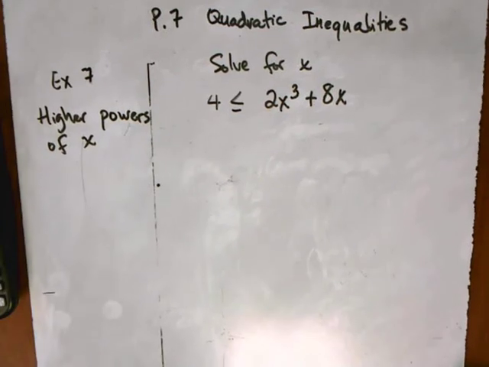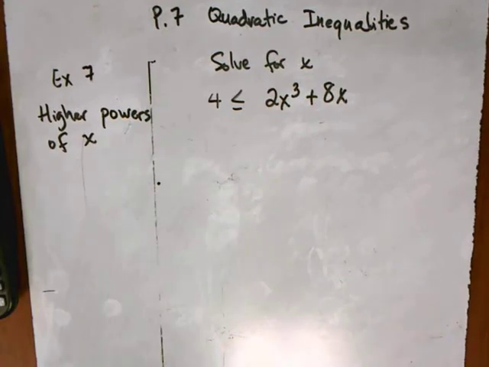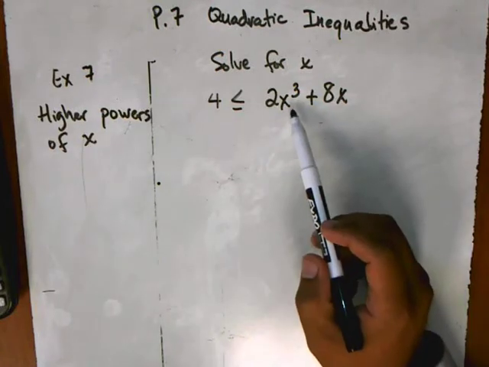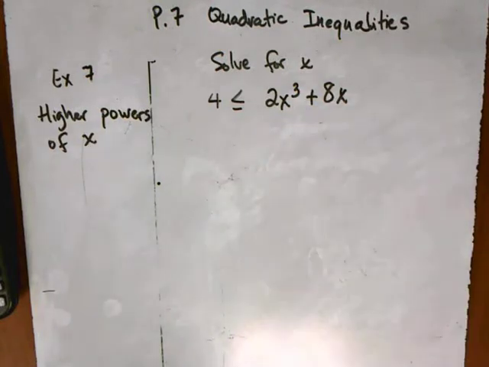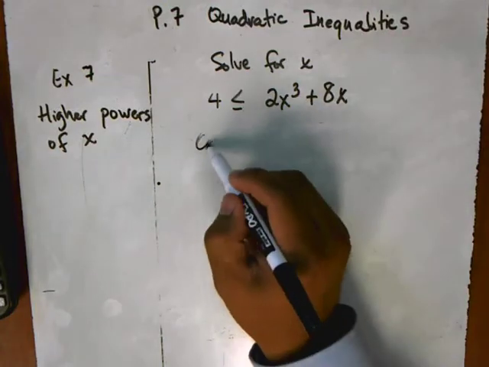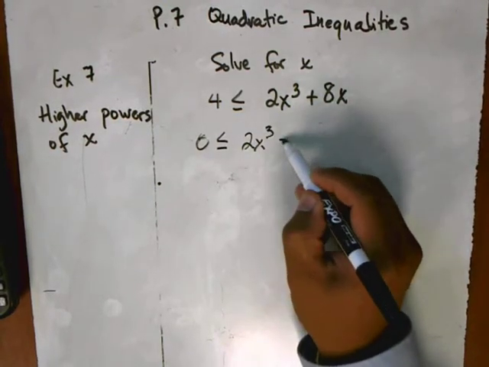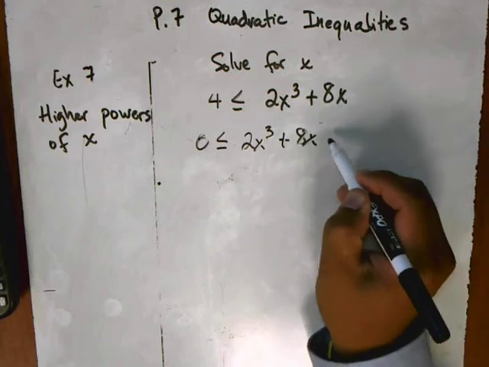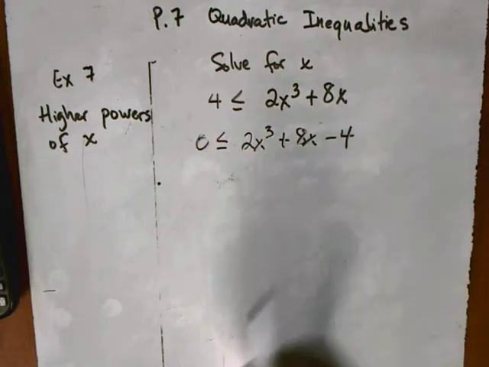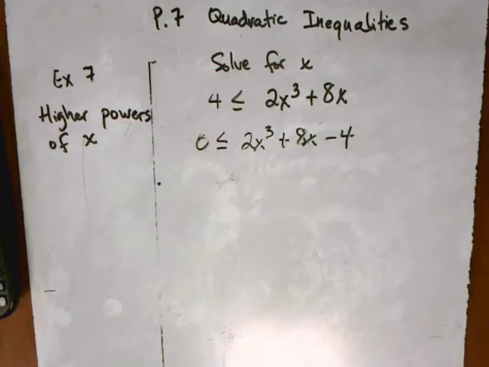So we're going to look at one final example here, where we are looking at powers of x that are even higher than x squared. So this is not a typo, this is actually x to the third, and we're still asked to solve for x. So I'm going to set one side equal to 0, which gives me 2x to the third plus 8x minus 4, and that whole expression should be greater than 0.